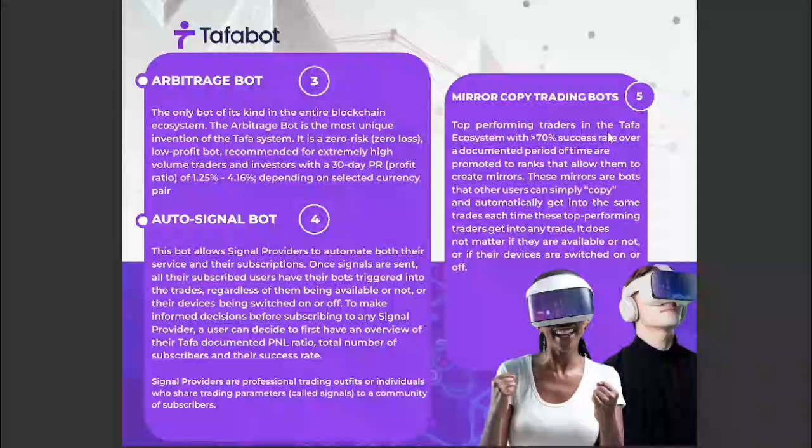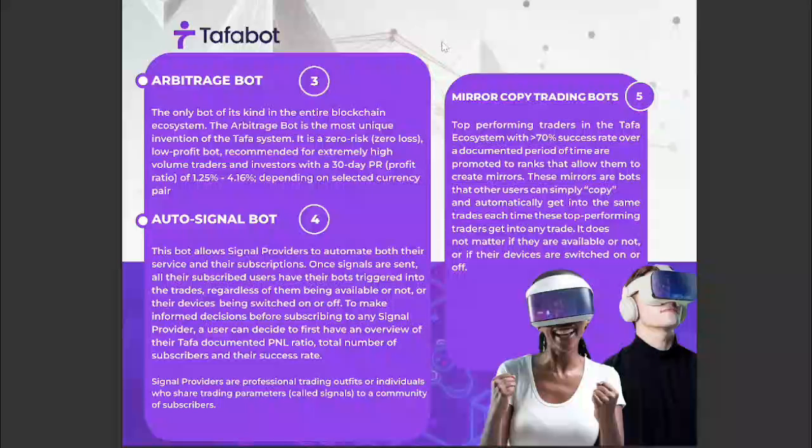Top performing traders in the Tafa ecosystem with a 70% success rate over a documented period of time are promoted to ranks that allow them to create mirrors. These mirrors are bots that other users can simply copy and automatically get into the same trades each time these top performing traders get into any trade. It does not matter if they are available or not, or if their devices are switched on or off.